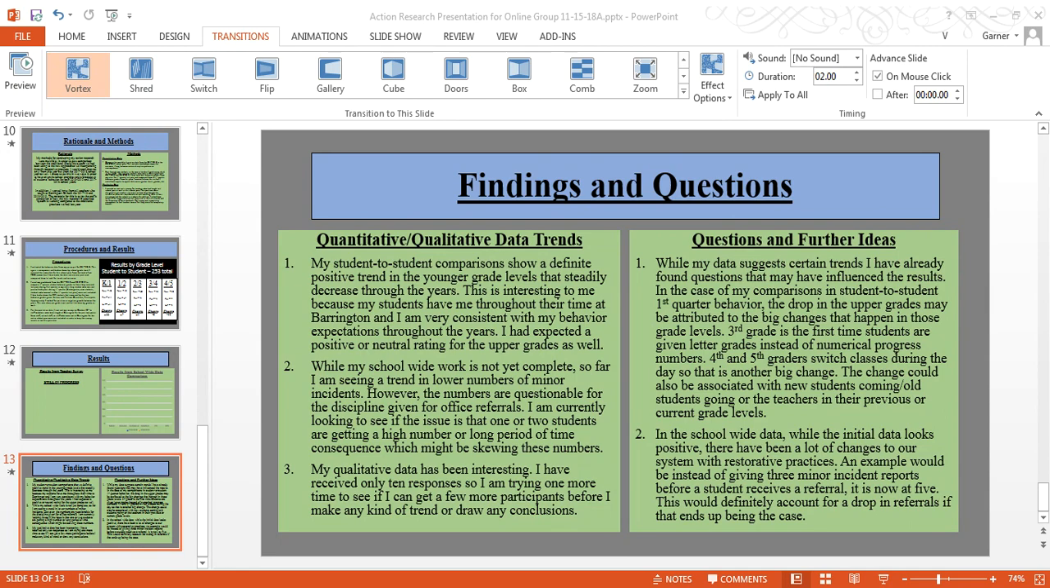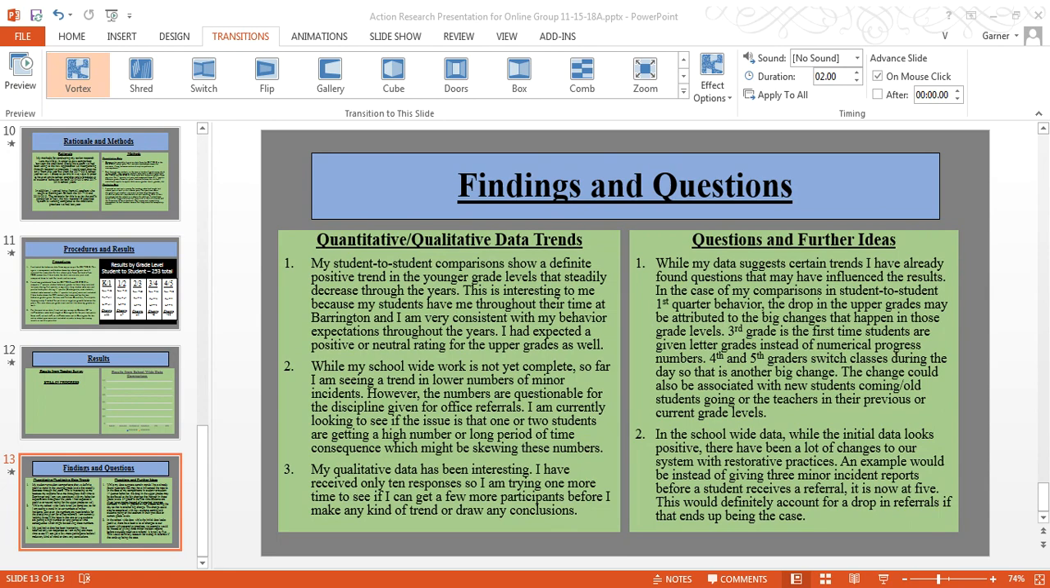My findings, my student-to-student comparisons, as you saw, positive trend in the younger grades, huge drop-off in the 2 older grades. I was kind of surprised because my students have had me for almost their entire time at Barrington. Most of my students, probably 85%, have been with me since kindergarten or first grade. So I thought it might be more positive or neutral.